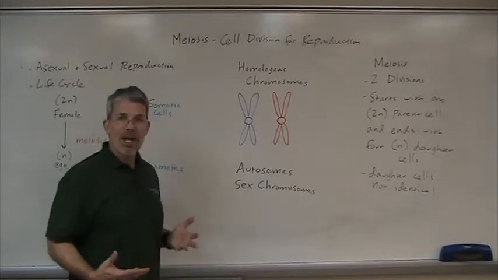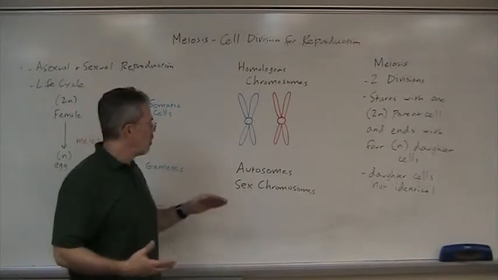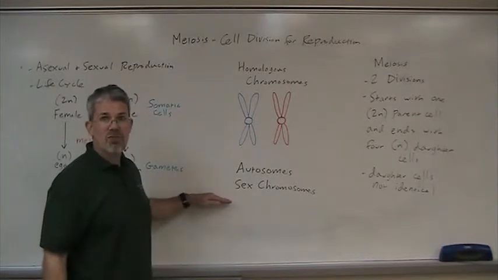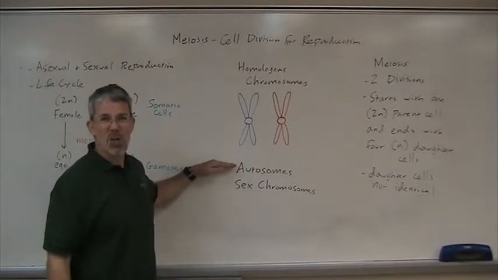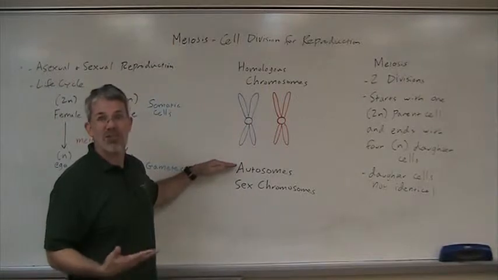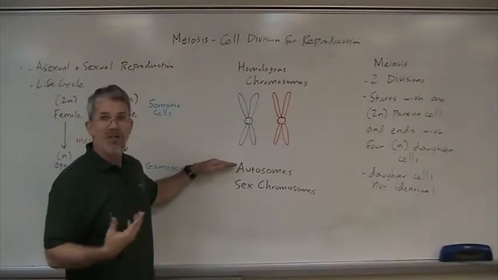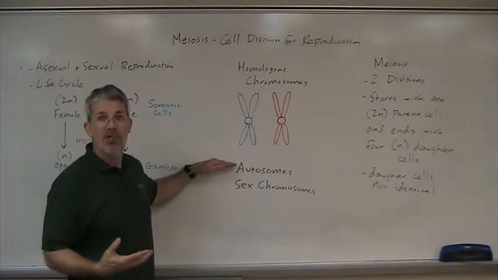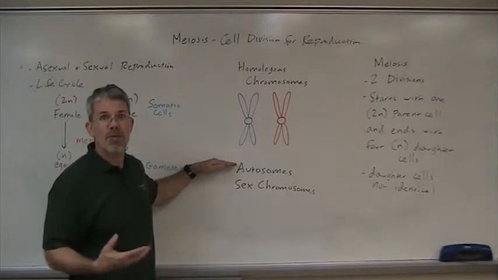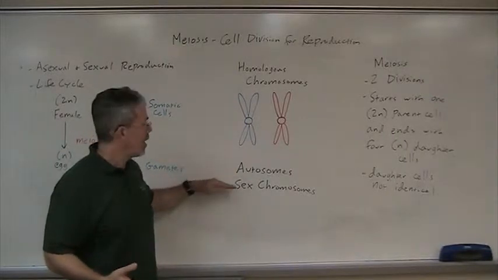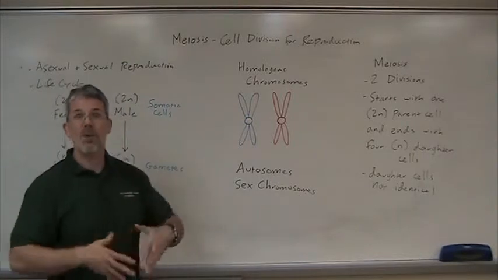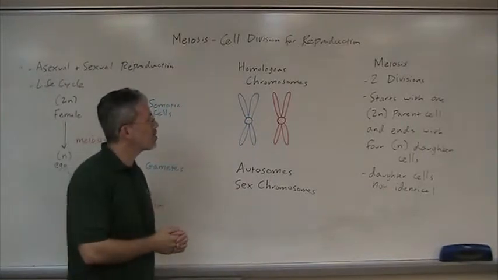Now, there are two basic types of chromosomes we refer to as autosomes and sex chromosomes. Autosomes are basically all the chromosomes that aren't sex chromosomes. We have a total of 23 pairs of chromosomes. 22 of those 23 pairs are autosomes. That leaves the last pair as sex chromosomes, the X and the Y chromosome in our case.